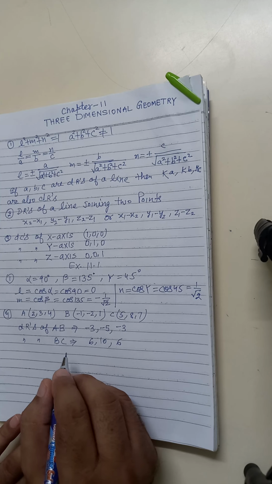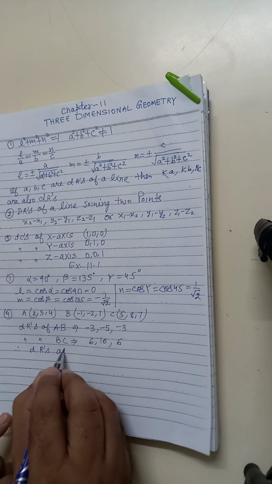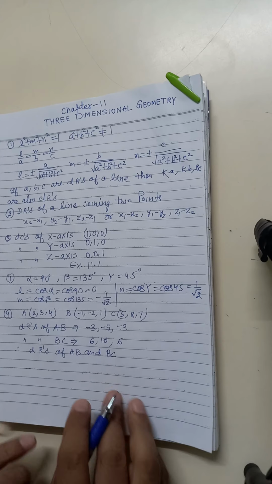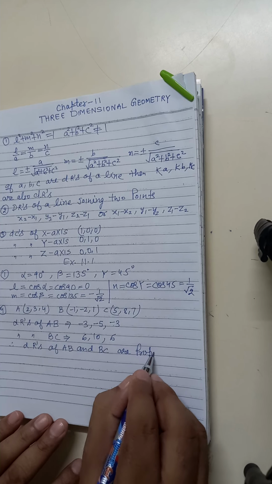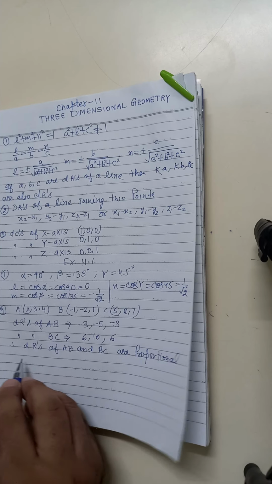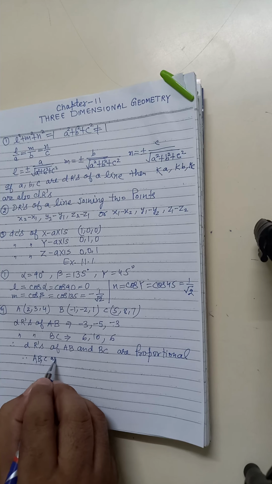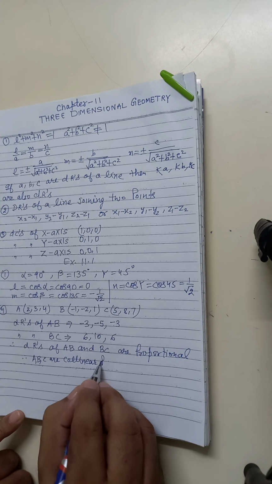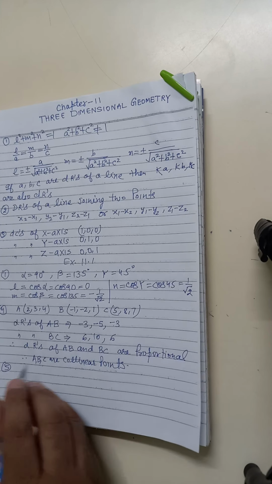Therefore the direction ratios of AB and BC are proportional. Therefore you can say A, B, C are collinear points.